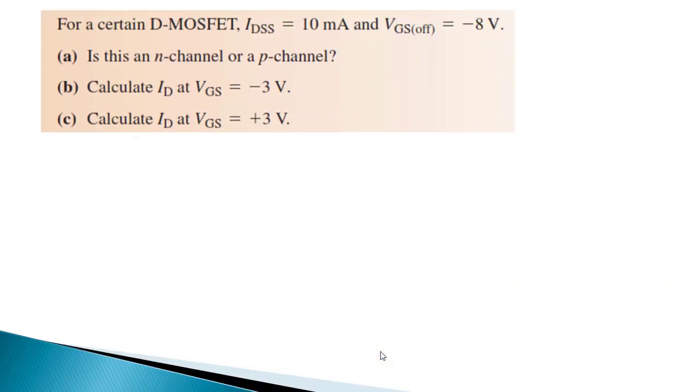So using this expression again we are going to solve another problem. A certain D MOSFET has IDSS equal to 10 milliamps and VGS off equal to minus 8 volt. Is it N channel or P channel? Always N channel has VGS off in the negative region. For P channel, VGS off is available in the positive region. So if the VGS off is negative, definitely this MOSFET will be an N channel MOSFET. If the VGS off is positive, it is a P channel MOSFET.